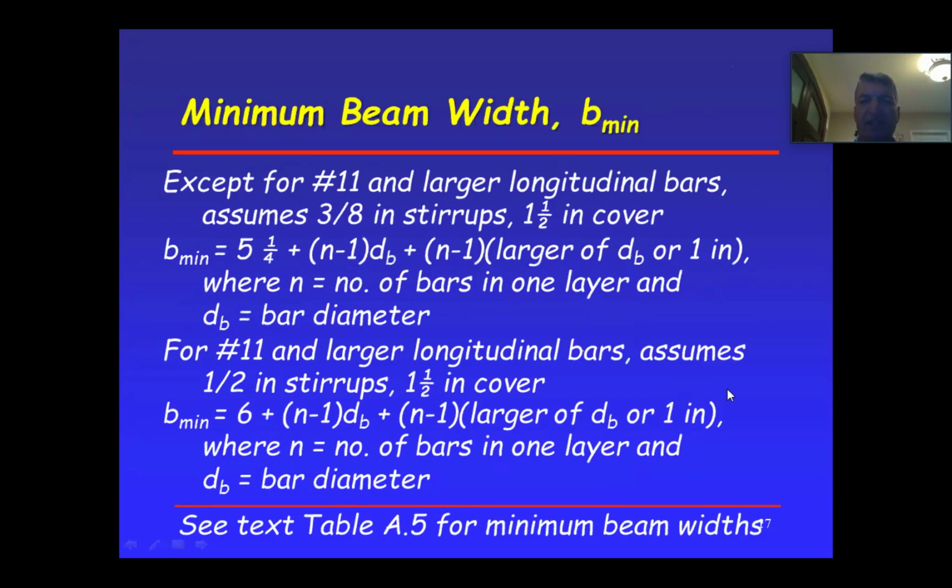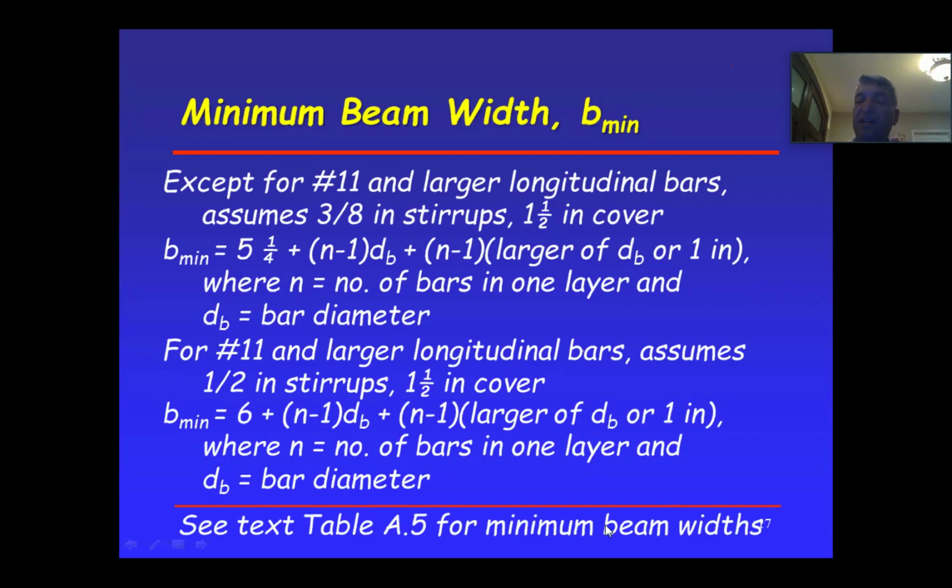Now, minimum beam width. See all this here? You don't need to worry about that, because when we start doing that, there's a table in the back. You just go to the back and look it up, and it will tell you what the beam minimum is. Those values came from here, but I don't want you to do that. It's too much stuff. You can read it, see how it came out, but use the table. That's it. And we will do it a lot. There you go. Table A5 gives you minimum beam width.